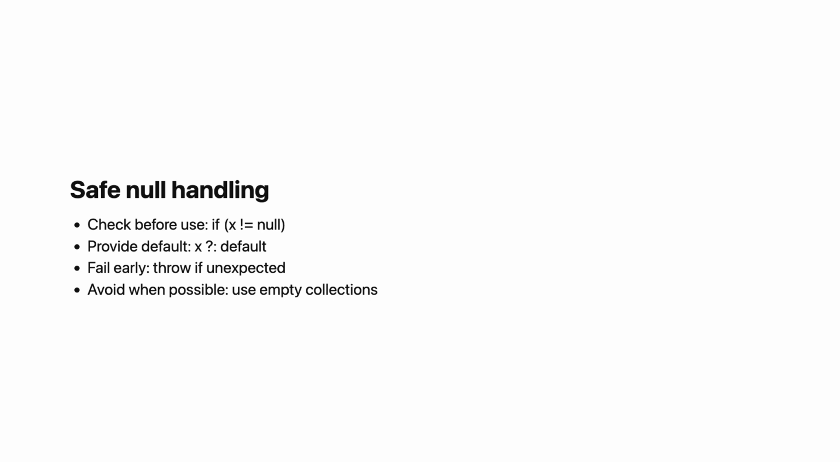Fourth, avoid null when possible. Use empty collections instead of null collections. Use optional types that force handling. The key is being deliberate. Know where null can occur.